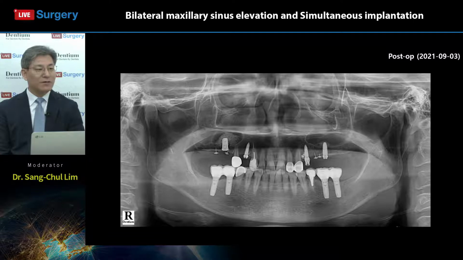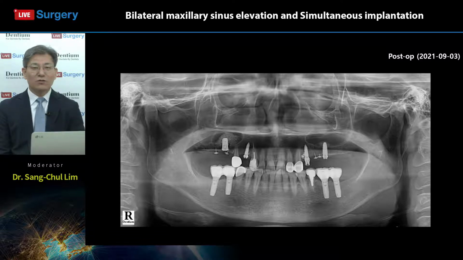What about the left side? Actually, on the left side of the patient, the crestal approach sinus elevation was also very well achieved. It can also be done by using the Osteon 3 collagen. Even with the crestal approach, this Osteon 3 collagen helps the dome shape elevation of the sinus membrane, and it was also very well done.